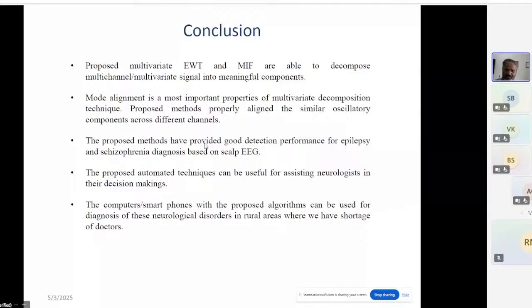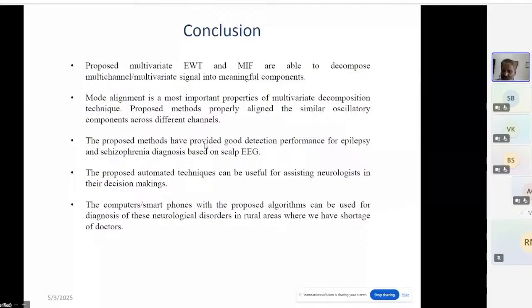The proposed methods have provided good detection performance for epilepsy and schizophrenia diagnosis based on scalp EEG. Here we have used the EEG signal for generalized seizures, but in real life, when you have focal epilepsy, 85% of cases are drug resistant epilepsy. A generalized seizure can go anywhere in the brain, whereas in focal epilepsy a specific region is involved, and you have to identify that region.